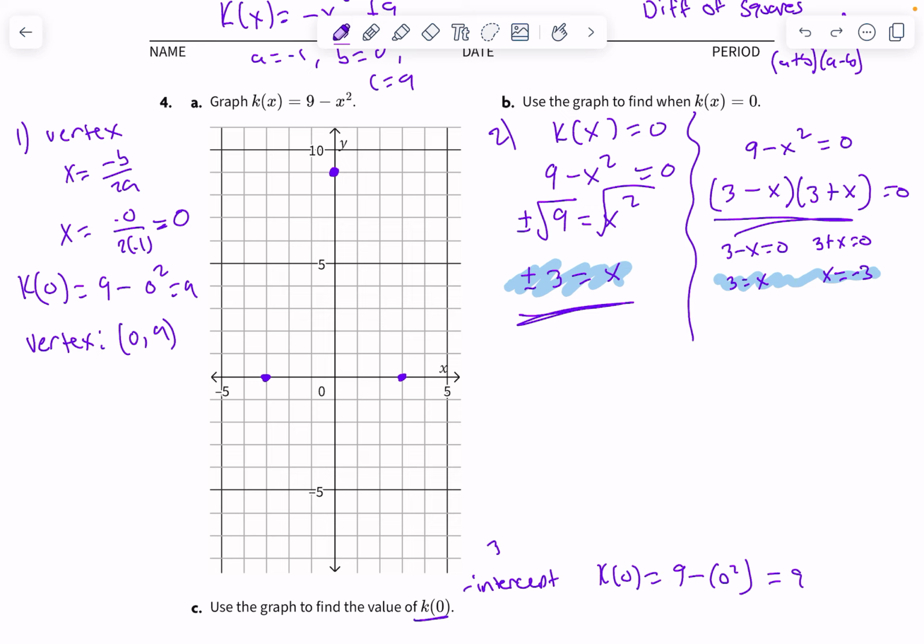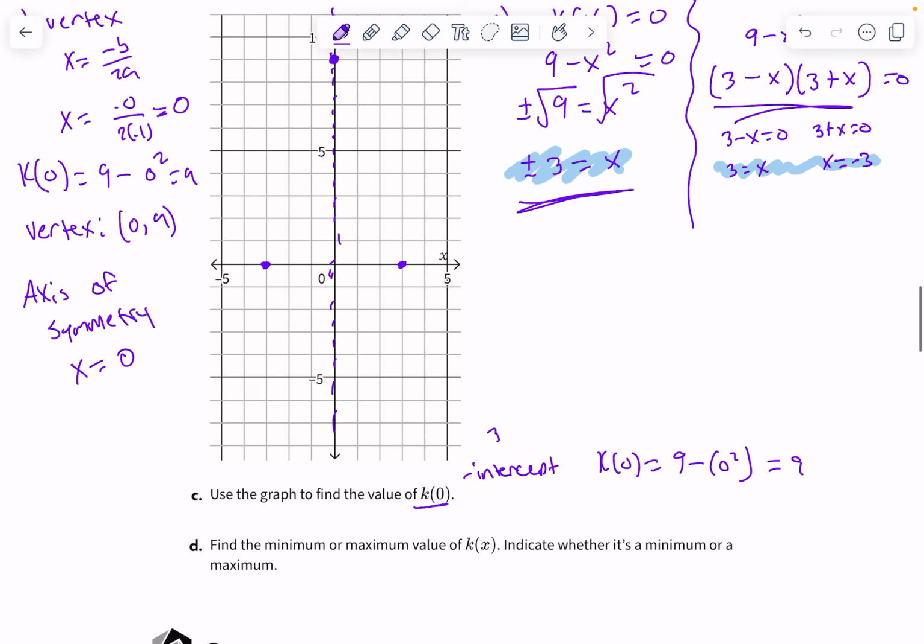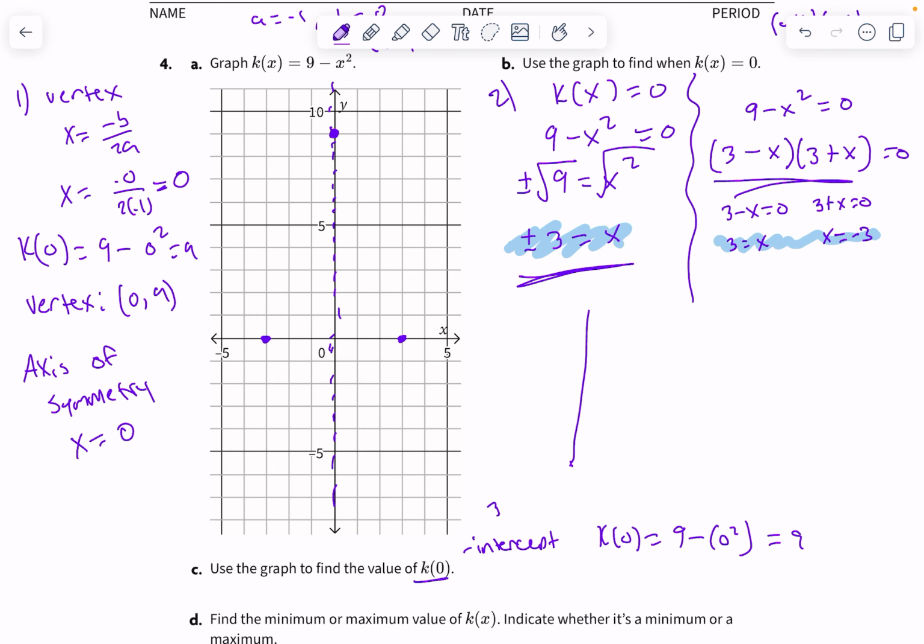Okay. Now let's talk. I talked a lot about the axis of symmetry. So my axis of symmetry is where? At 0, right? This is the axis of symmetry, right there. Perfect. Now, let's find a table. I need to find more values, right? I need to find more values so I can plot this.